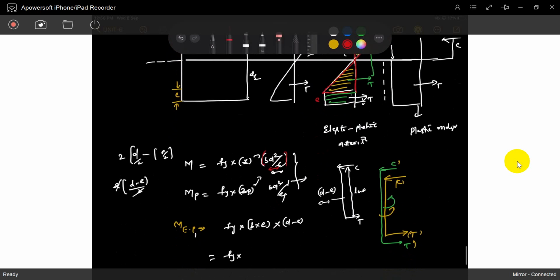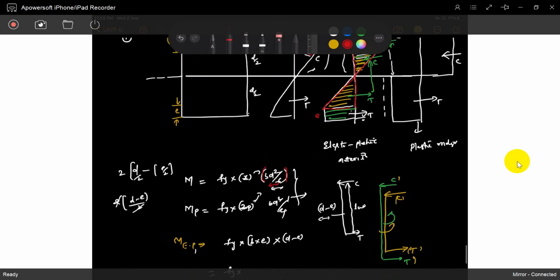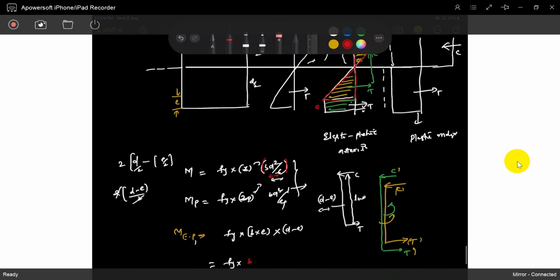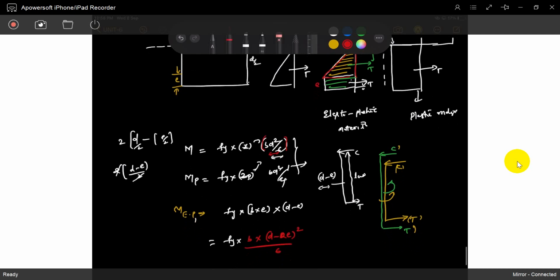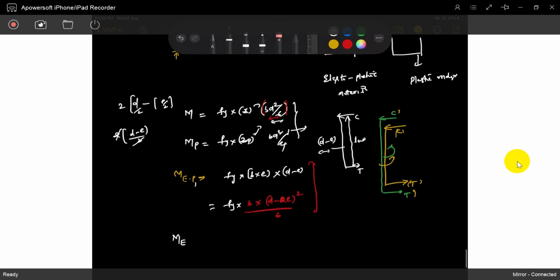So for this region, Fy, its area is what? B into D square by 6. B is B, D is not D, it is D minus 2E. D minus 2E whole square by 6. So now you can add both. That is the moment carrying capacity of the elastoplastic material: Fy B E (D minus E) plus Fy 1 by 6 B (D minus 2E) whole square.